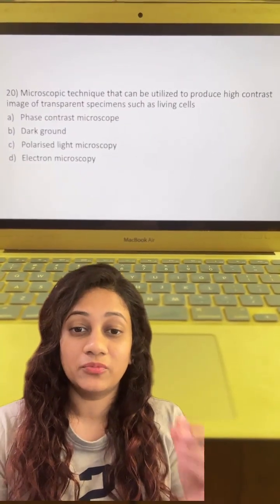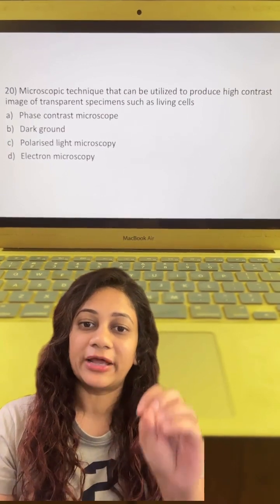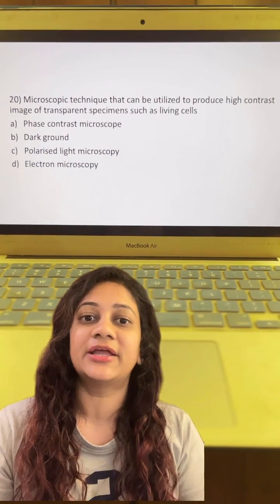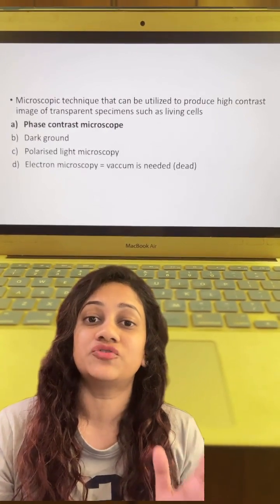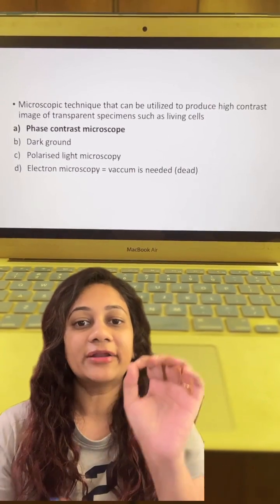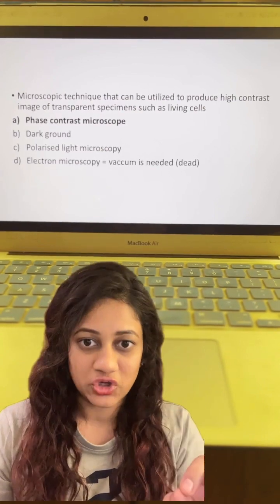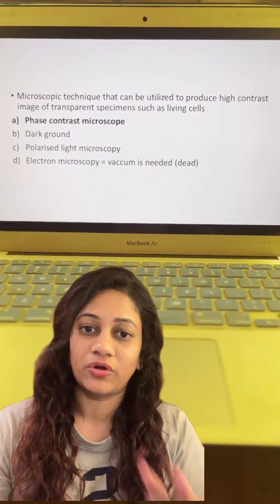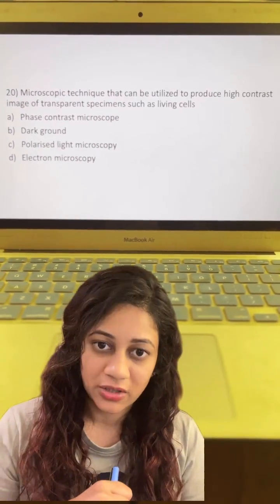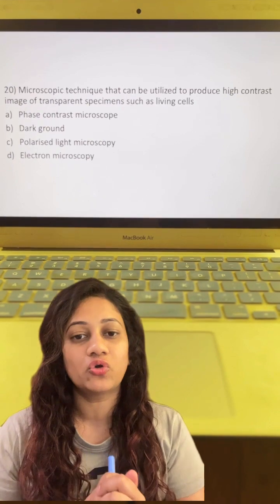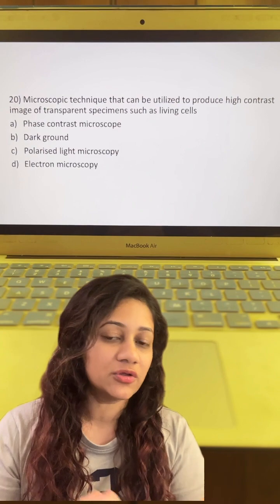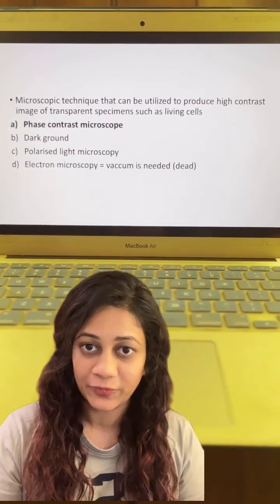Usually such basics as microscope topics are sometimes ignored, but look at what was asked this time. Microscopic technique that can be utilized to produce high contrast image of transparent specimens such as living cells. Here the keywords are living cells and high contrast image. Clear cut, it is phase contrast microscope. We can rule out electron microscopy directly as an option, because in electron microscopy vacuum is used, and whenever vacuum is used, definitely it is not done on a living cell.